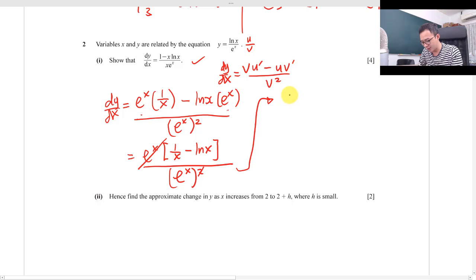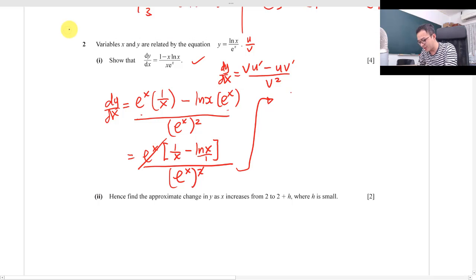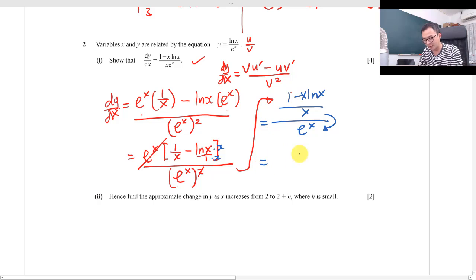So I will say this one should be over 1, isn't it? So what I do here is I make them the same denominator. I multiply x here, I multiply x here. Therefore, I should get 1 minus ln x over e^x. And then this one should multiply at the bottom. Sorry, this one should be x ln x. So therefore, my last step is over x e^x. So this is how we do it.